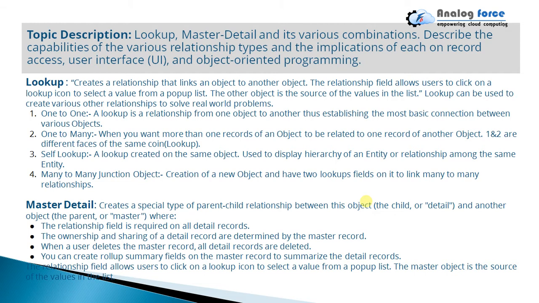The fourth option is many-to-many junction object. I'm going to explain that in great detail, but as of now, all you need to understand is when you want to have a many-to-many relationship, you will have to create a junction object in Salesforce. That's the simplest way. And the junction object is going to have two lookups or two master detail relationships to those two objects with which the many-to-many relationship should happen.